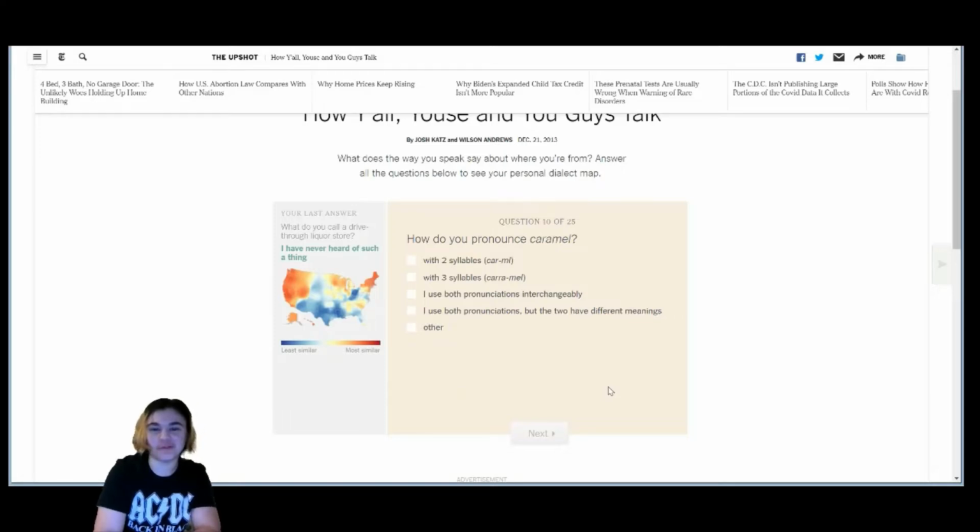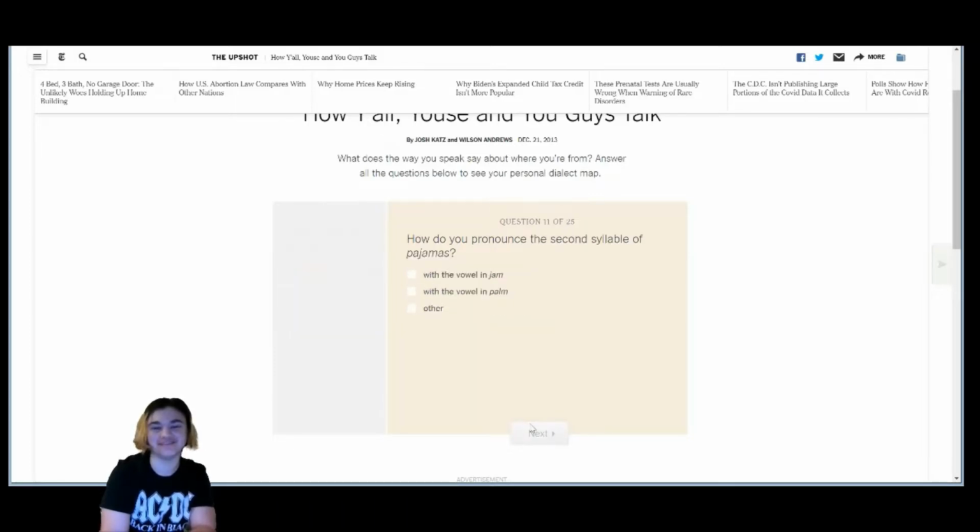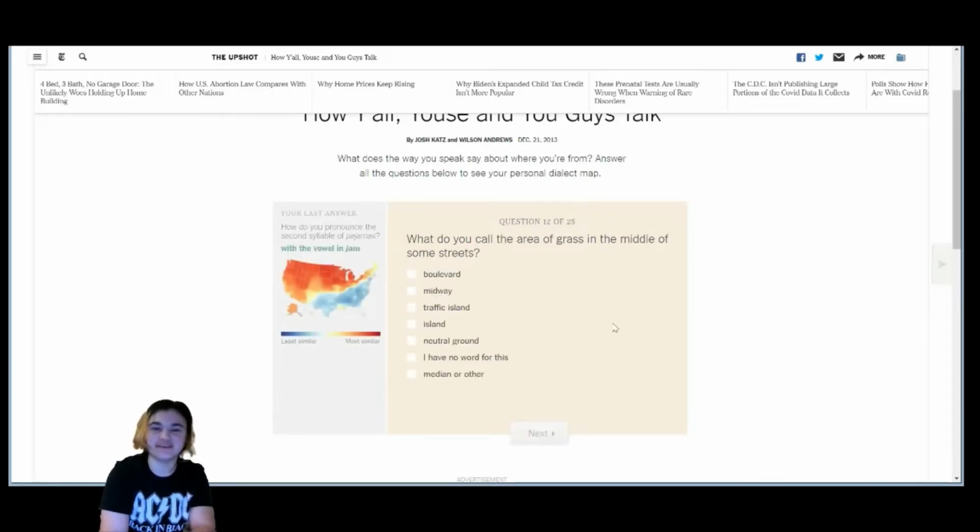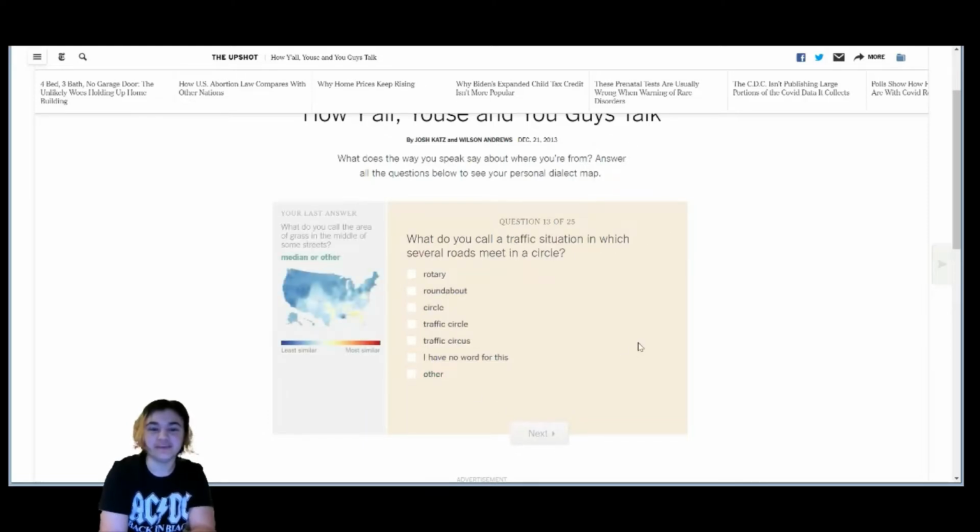How do you pronounce caramel? So I say caramel for some things and caramel for others, but I mostly say caramel. So I'm gonna say caramel because that's what I say. How do you pronounce pajamas? I say it like jam. You could also say pajamas. I've heard it either way, but I say pajamas. What do you call the area of grass in the middle of some streets? Are you talking about the median? Yeah, the median. Yeah, they really can't place me on that one.